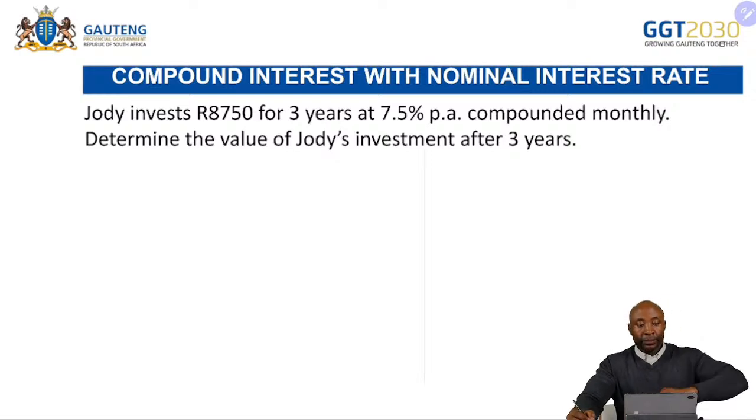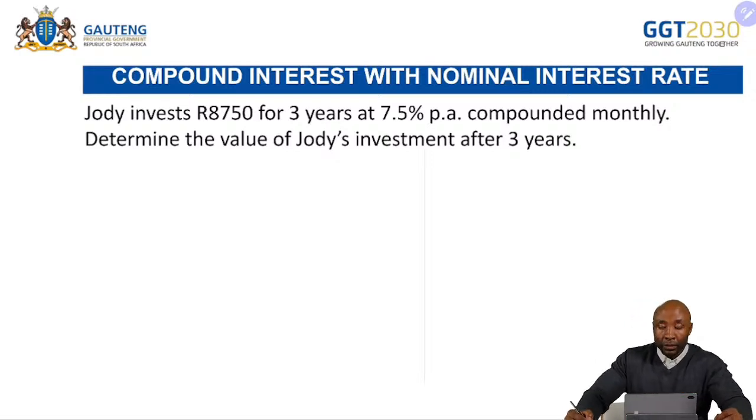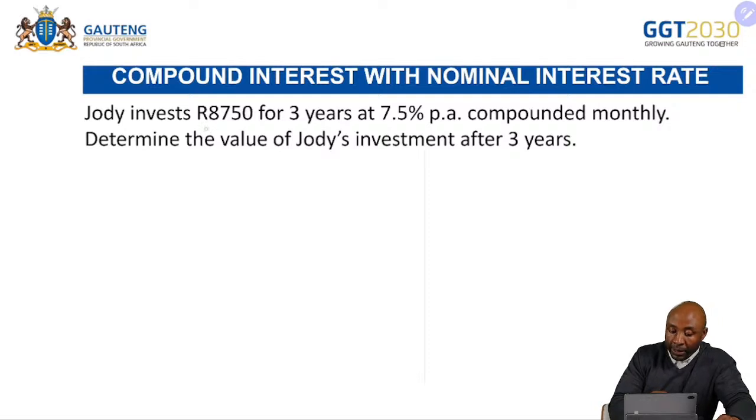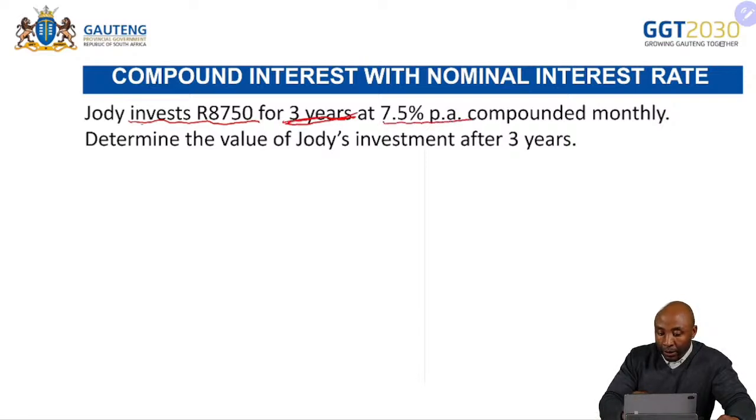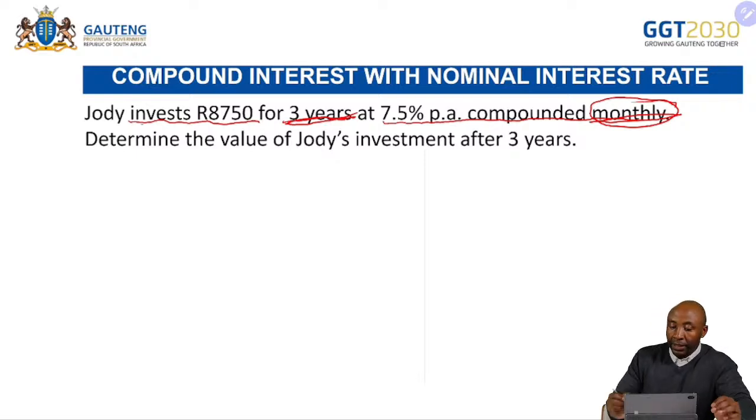Right, welcome back. I will go through the process again. We read and understand the scenario. So the first part, we are given Jody invests. This is our principal amount. N is going to be 3 years, and 7.5% per annum compounded monthly. That's our M. Determine the value of Jody's investment. So I'll quickly write them down.